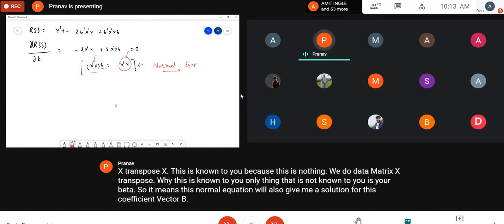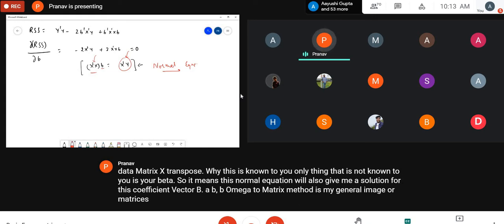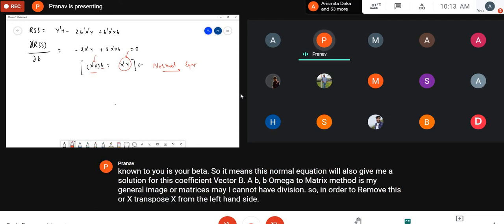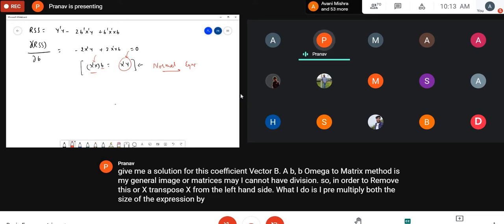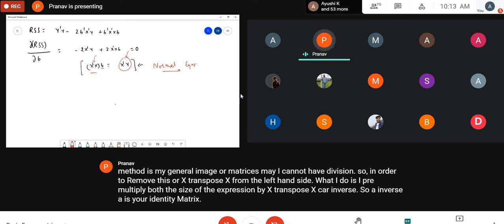Now how will I find this B? This is a matrix method, and in matrices I cannot have division. So in order to remove X transpose X from the left hand side, I pre-multiply both sides of the expression by the inverse of X transpose X. So A inverse A is your identity matrix. That is the property that I'll use.